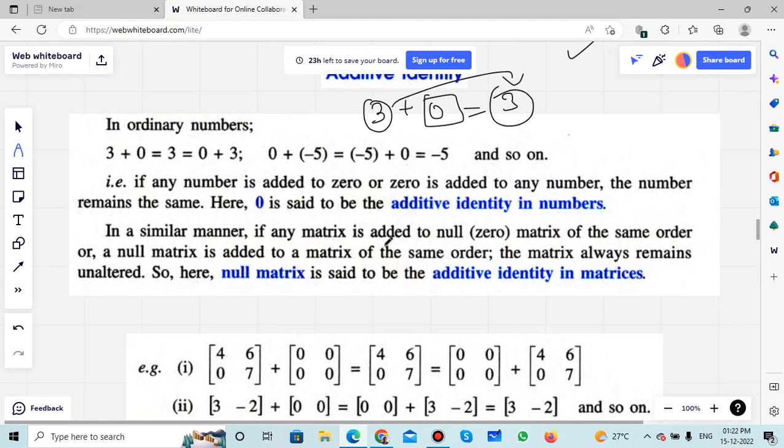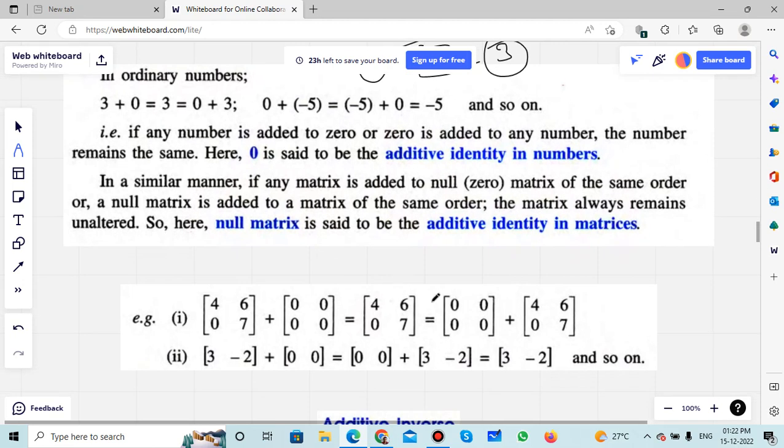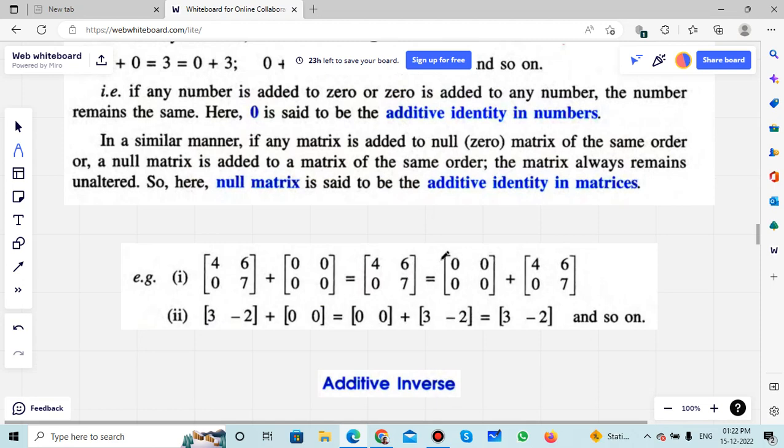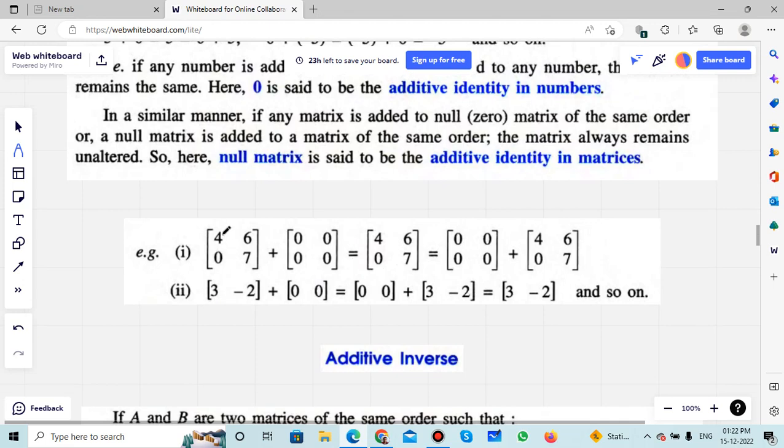The same applies here. What should be added to a matrix so that it remains the same? We know that we can add a null matrix to it. When we add a null matrix, it will remain the same. For example, this is 4, 6, 0, 7. What should we add to 4 so that it remains 4? 0. What should we add to 6 to remain 6? 0. What should we add to 0 to remain 0? 0 only. What should we add to 7 to remain 7? 0 only. So this is what we call the additive identity here, right?